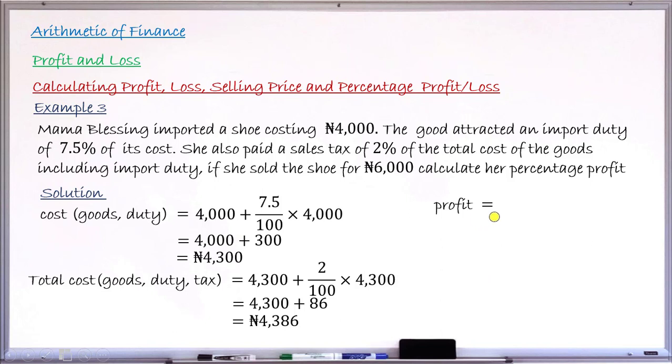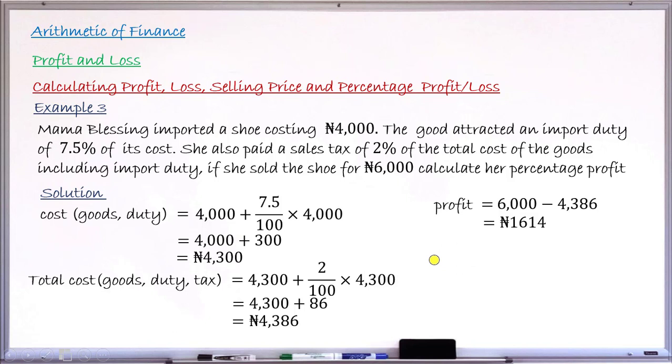The profit will now be given by the formula: sales price, that is the selling price, minus the total cost. So I'm going to have 6,000, the selling price, minus the total cost. This will now be our total cost, that is 4,386. So subtracting this correctly gives the answer 1,614. So this is our real profit.